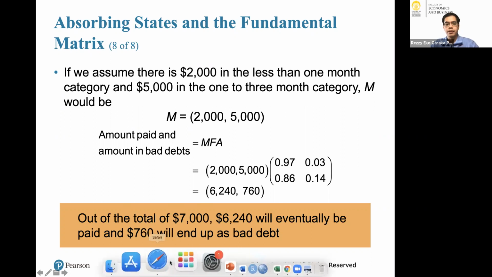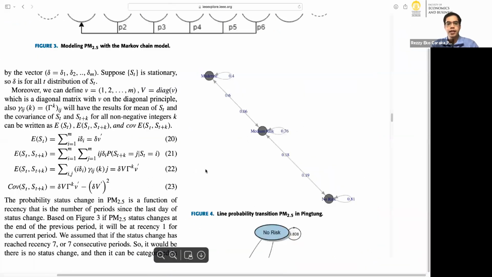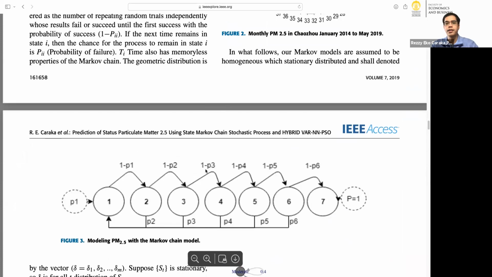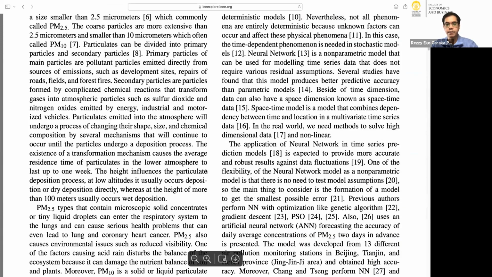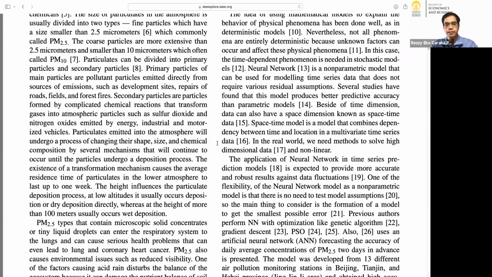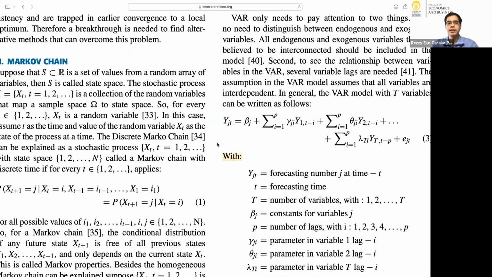I will discuss in more detail later how you can do the Markov analysis. Later I will send the paper to you. So here are the mathematical things.